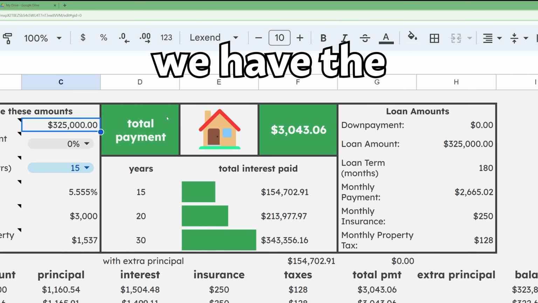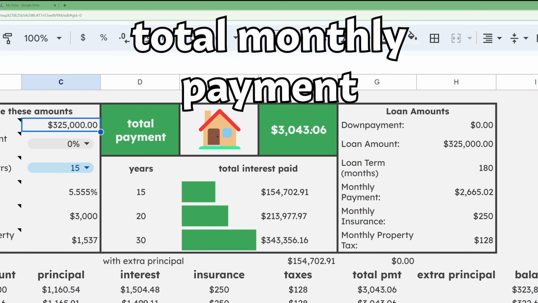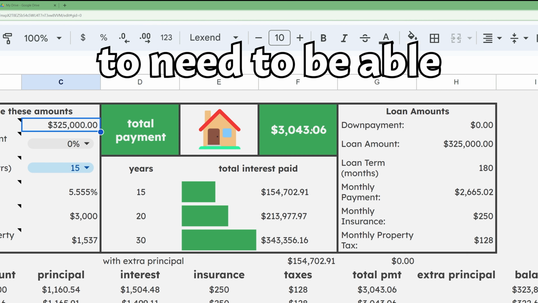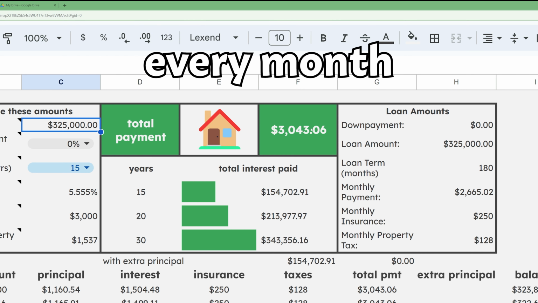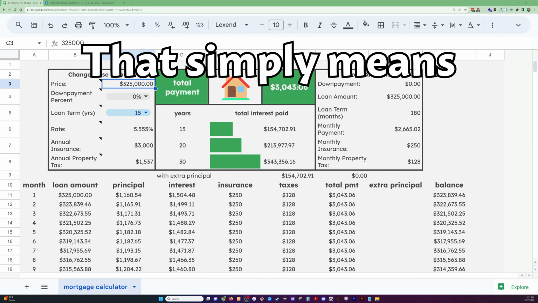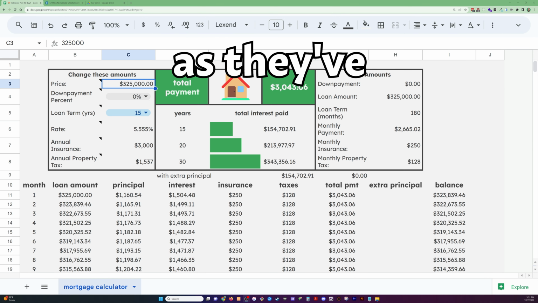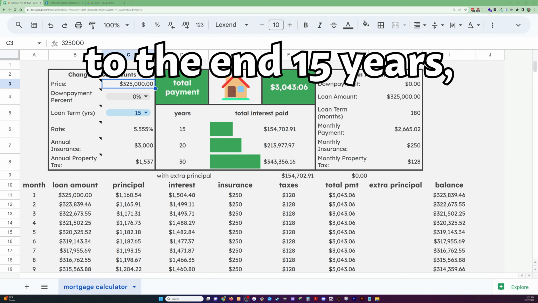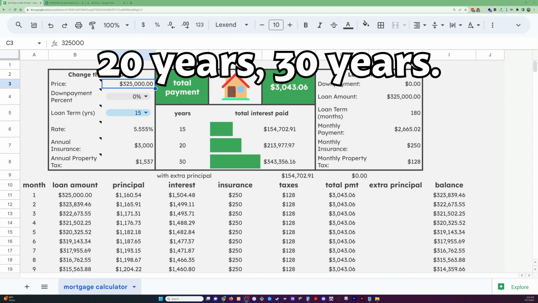In green, we have the total payment. This is the total monthly payment that you're going to need to be able to fork over every month for the duration of this loan if you hold it to term. That simply means if you pay it off as they've calculated the schedule all the way to the end, 15 years, 20 years, 30 years.